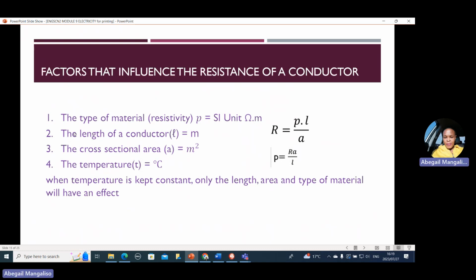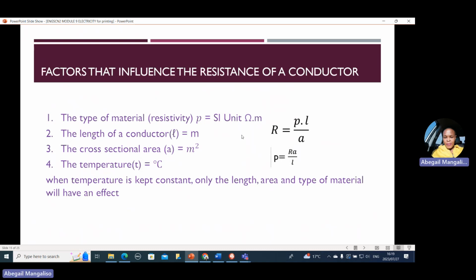The second factor is the length of a conductor. The longer the conductor, the more resistance is offered, and the length must be in meters. The third factor is the cross-sectional area. The bigger the area, the lesser the resistance. It must be in square meters. And the last one is the temperature. The symbol is T and it is measured in degrees Celsius.